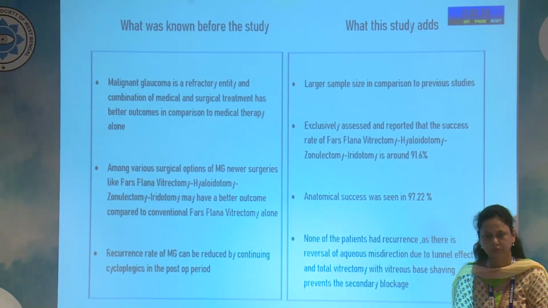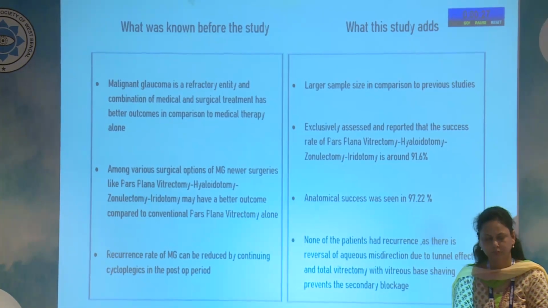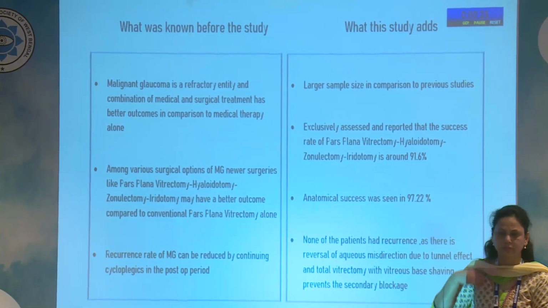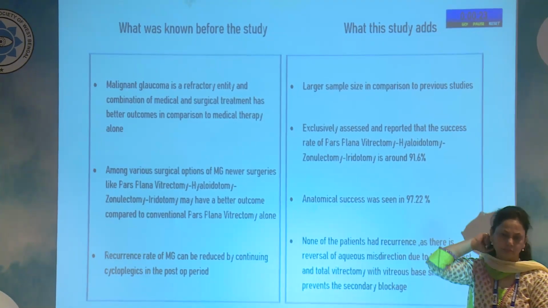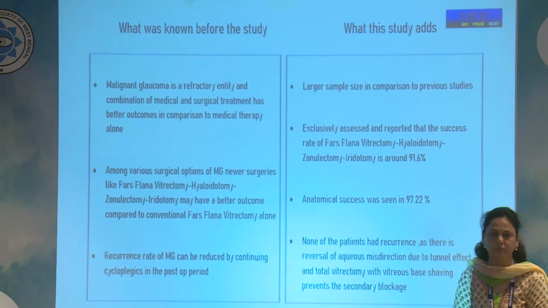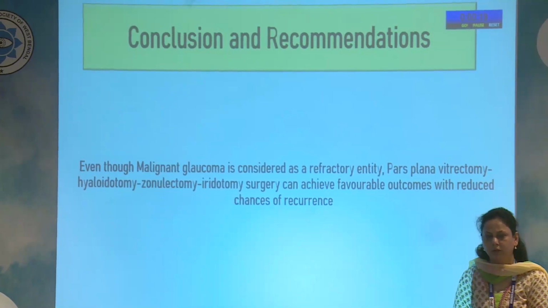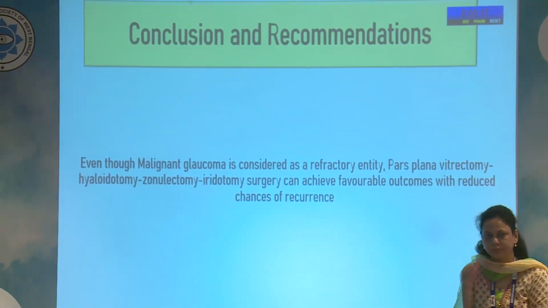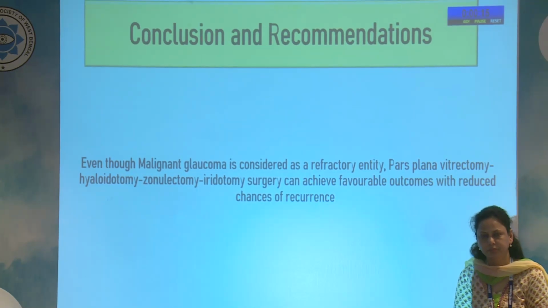And none of the patients had any recurrences, as there is a reversal of the aqueous misdirection due to the tunnel effect. In addition to that, the total vitrectomy and vitreous base shaving done in the surgery prevents secondary blockage of the tunnel that is already created. To conclude, even though malignant glaucoma is considered a refractory entity, pars plana vitrectomy, hyaloidotomy, zonulectomy and iridotomy surgery can achieve favorable outcomes with reduced chances of recurrence. Thank you.